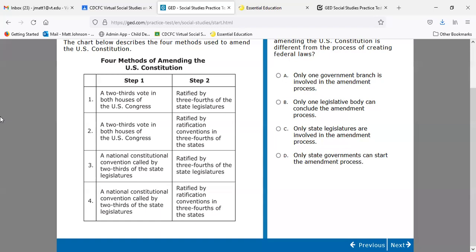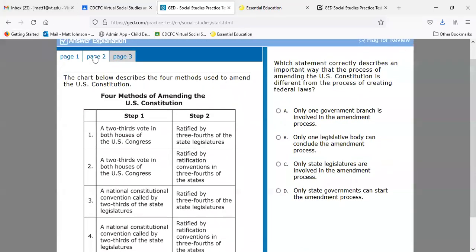And then finally, a national constitutional convention called by 2/3 of the state legislatures, and then ratified by ratification conventions in 3/4 of the states. So not just legislative bodies there. So very similar in each step. One thing is for certain with an amendment, it will always go to the states for ratification before it becomes an amendment. So that's the difference between that and when a regular bill becomes a law.